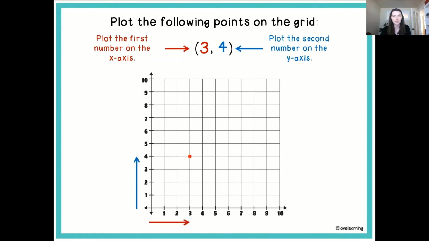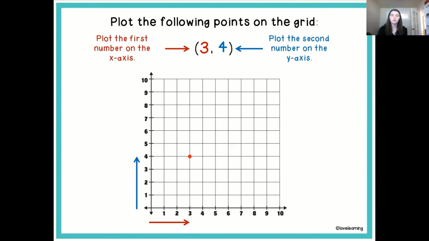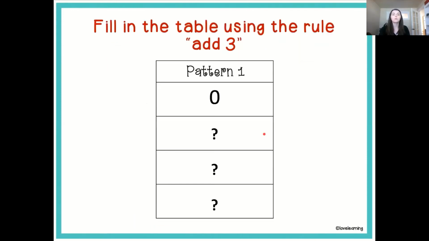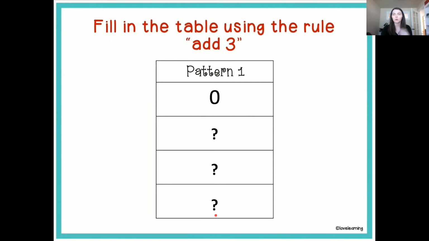All right, so that's how we plot a point on the grid. Now, we're going to create a table that's going to fit into this graph that we just played with, okay? So, fill in the table using the add 3 rule. So this is just like the numbers that we were looking at before on the numerical patterns pages, except instead of having the numbers in a horizontal row, we're now filling in a vertical column for our table.